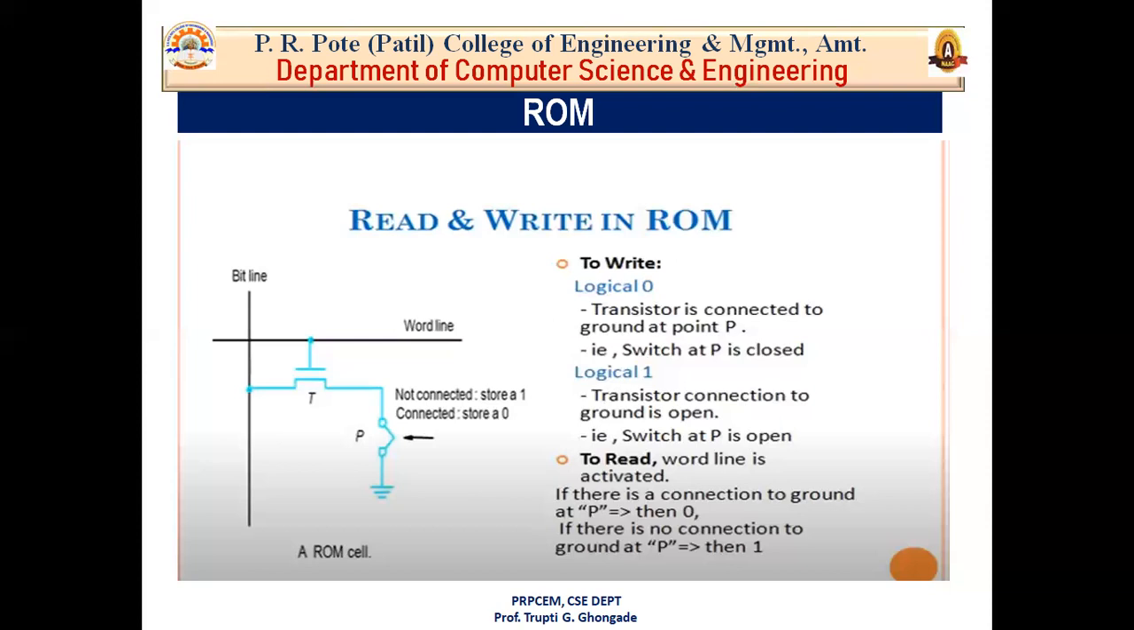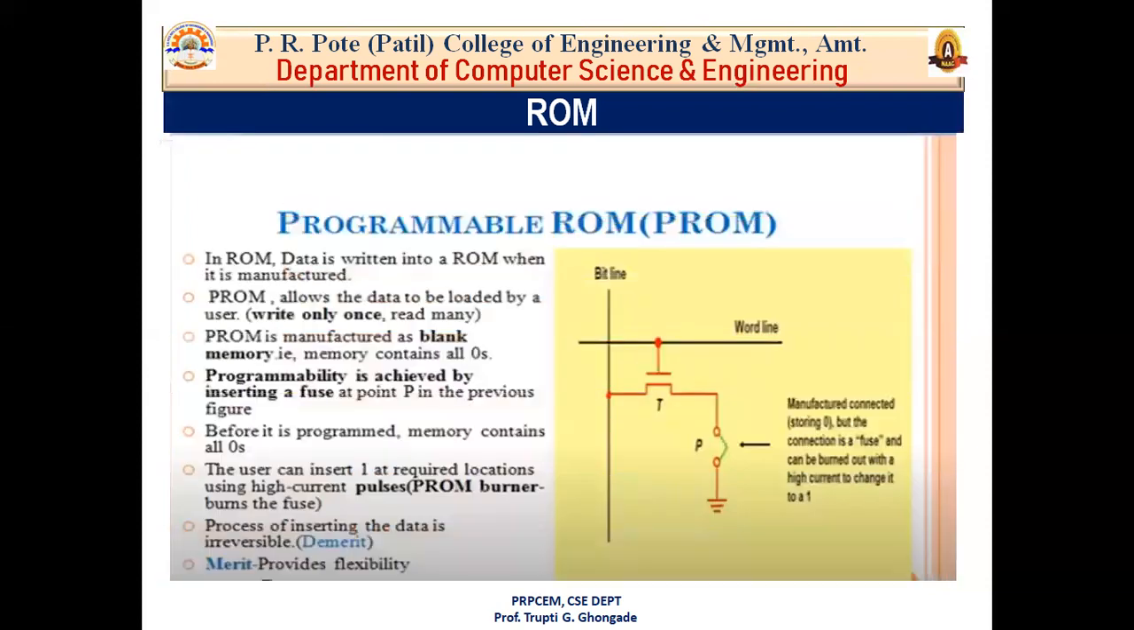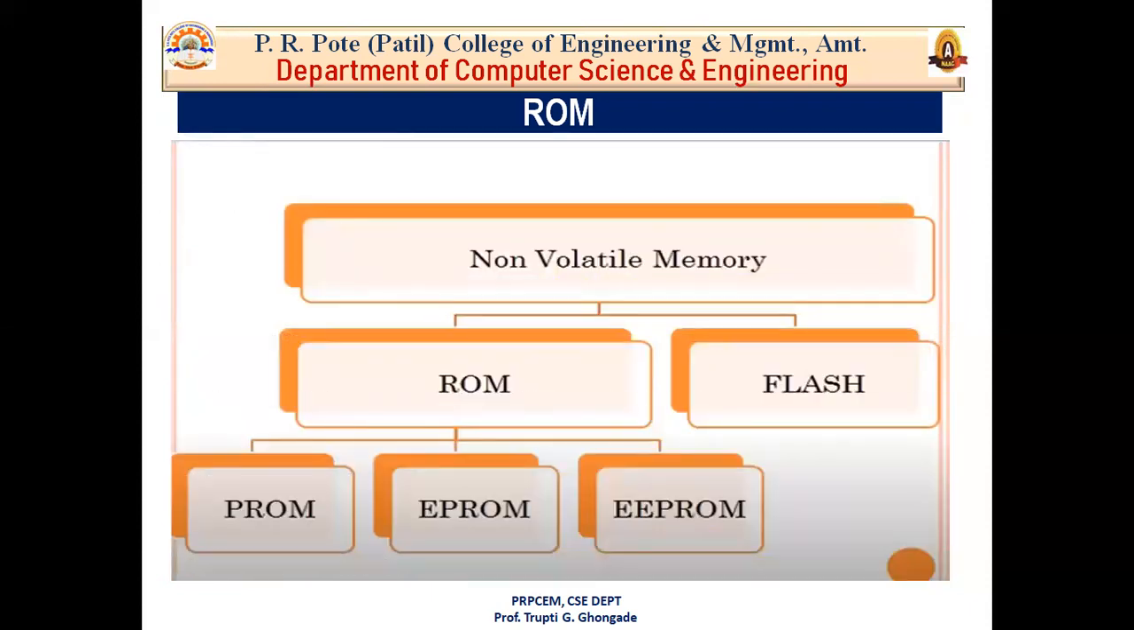So remember, in read-only memory, you can read data as many times as you want, but data can be written only a single time. Now the different types of non-volatile memories are ROM and flash memory. ROM is again divided into programmable ROM, erasable programmable ROM, and electrically erasable programmable ROM, that is E square PROM.